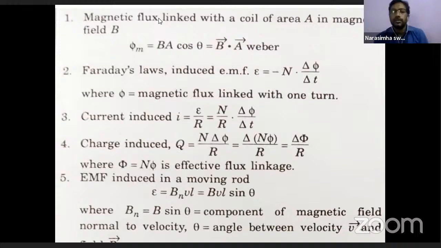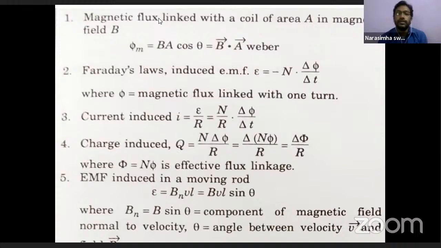Look at that, phi is already discussed earlier. It is the magnetic flux linked with the coil of area A. So here that flux is changing with respect to time, and that gives the induced EMF. The negative sign indicates that the two are always opposite in direction. I mean, if it is decreasing, then it will increase, and vice versa. Phi is the magnetic flux linked with one turn.